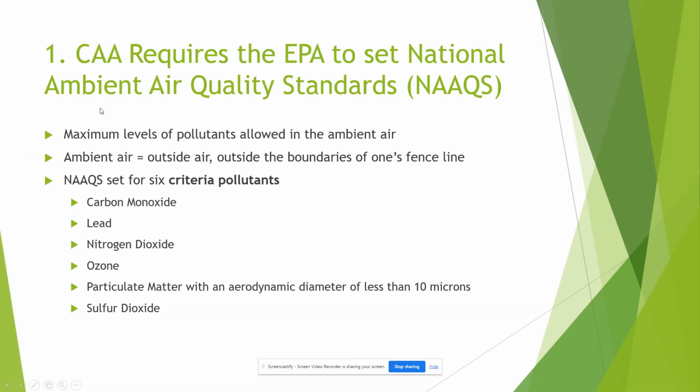Okay, so remember we were talking about the things that the Clean Air Act does. The first thing we're going to talk about, which is an actual requirement of the Clean Air Act, is that it requires the EPA to set what we call National Ambient Air Quality Standards, NAAQs. The EPA sets a maximum level for each pollutant that is allowed to be emitted into the air. Ambient air is outside air, outside the boundaries of one's fence line.